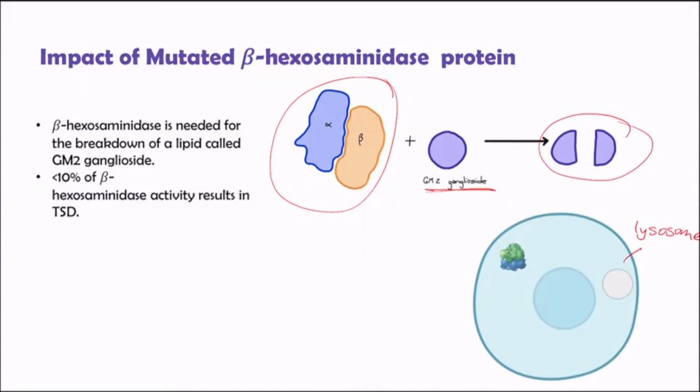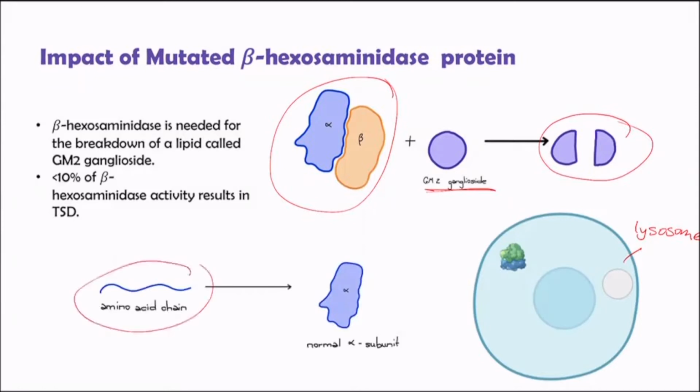Normally, what happens in a cell is that you have an amino acid chain, and this is formed in the ribosome here. This is the ribosome. And this amino acid chain will go through many, many processes to form the alpha subunit. And this alpha subunit will go into the lysosome, combine with the beta subunit, and form your fully fledged beta-hexosaminidase protein that can break down GM2 ganglioside.